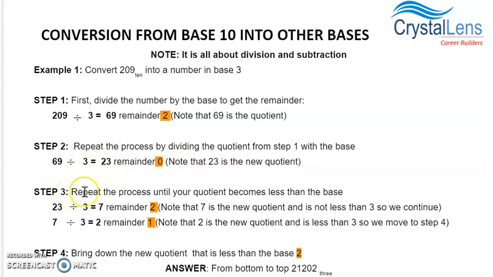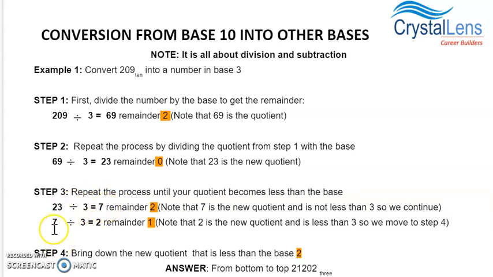Step 3 says repeat the process until your quotient becomes less than the base. In this case, our quotient is 23. So 23 is not less than 3, so it means we'll continue dividing. 23 divided by 3 will give you 7, remainder 2. So note that 7 is the new quotient, and it is not less than 3, so we are going to continue dividing. So long as the quotient is still more than the base you're trying to convert in, you continue dividing.